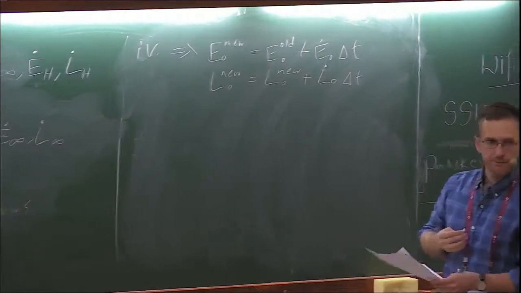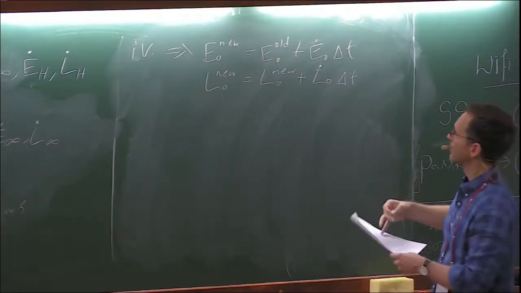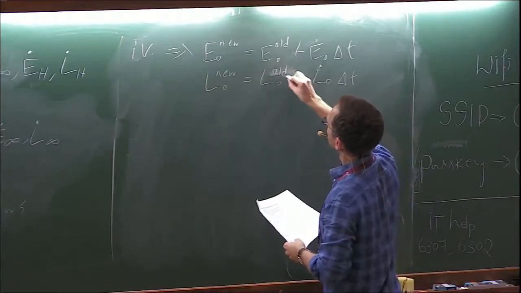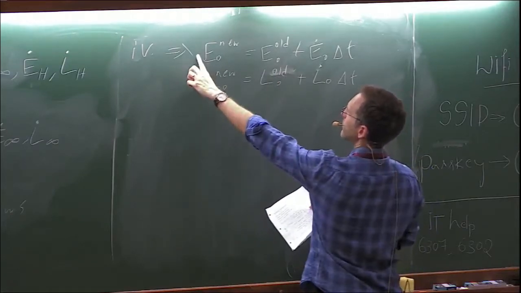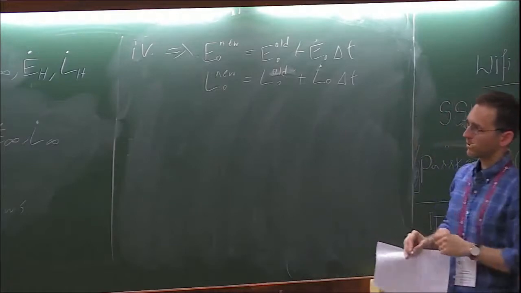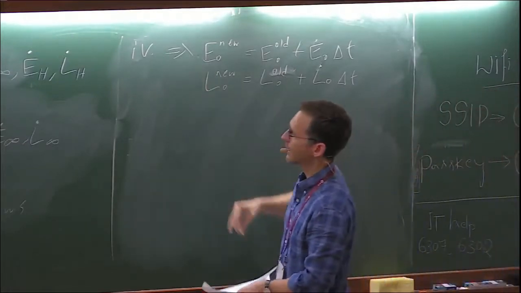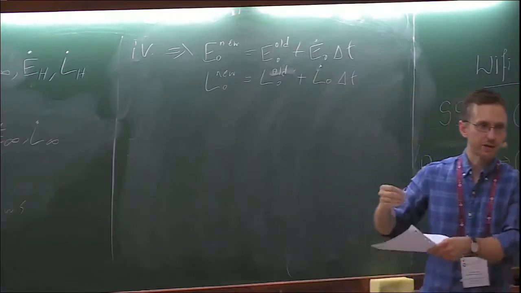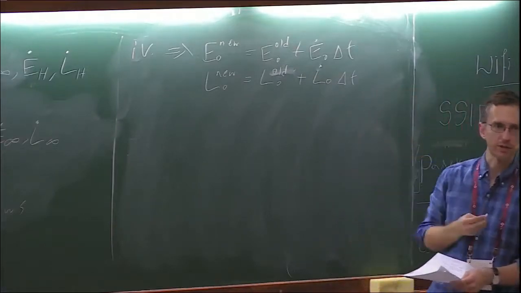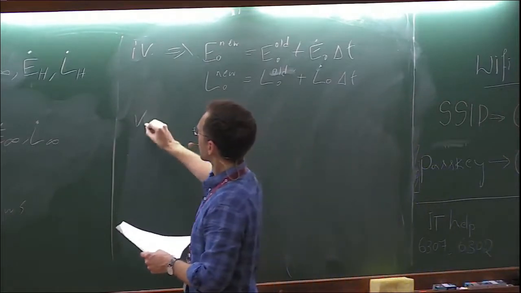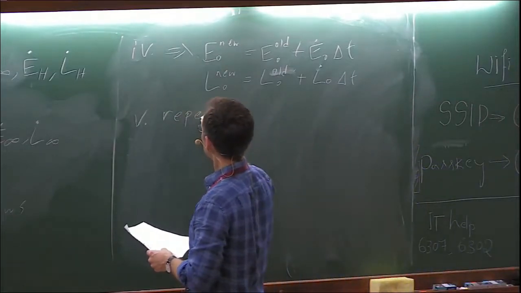Then you just repeat. You now have a new geodesic with these new parameters. You put a test particle, not a test particle, you put a point mass on a geodesic with these parameters, you calculate the gravitational waves, you get a new E dot and L dot, you move forward to the next time. You just keep doing that. So just repeat as many times as you like.